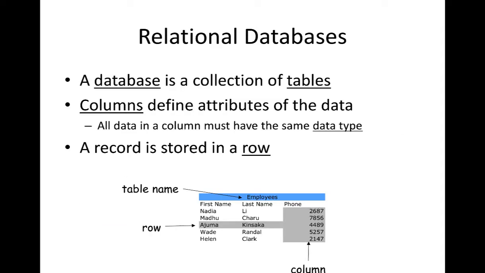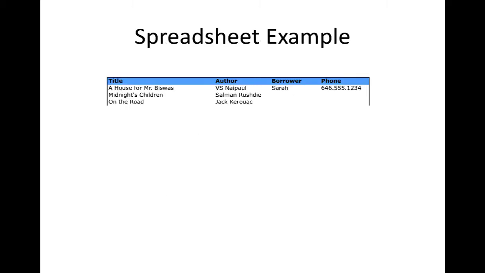What is a database? A database is a collection of tables. It consists of columns which define attributes of the data. All data in a column must have the same type of data. For example, a record is stored in a row. So in this example, the table name is employees, the row holds the first name and last name, and the columns include the phone number. So the spreadsheet will look something like that.